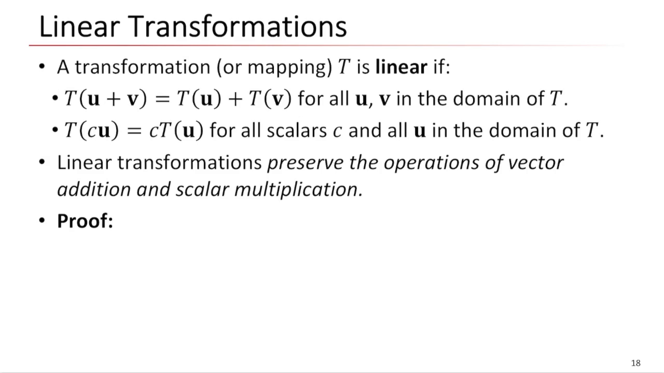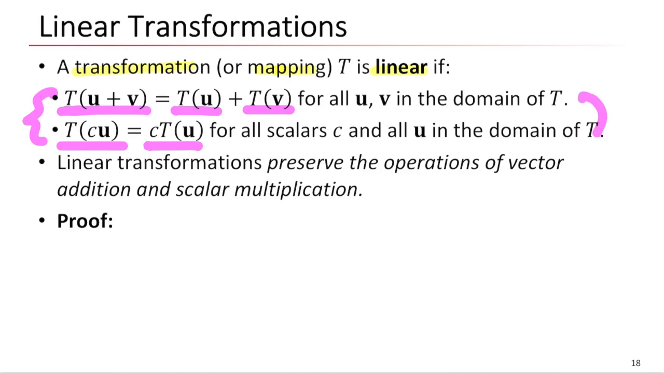Okay, finally there are some properties of the linear transformation. The transformation, or mapping, T is linear if, first, the transformation of the vector u plus v is equal to the transformation of the vector u plus the transformation of the vector v. The second one is that the transformation of c times vector u is equal to c times the transformation of vector u.